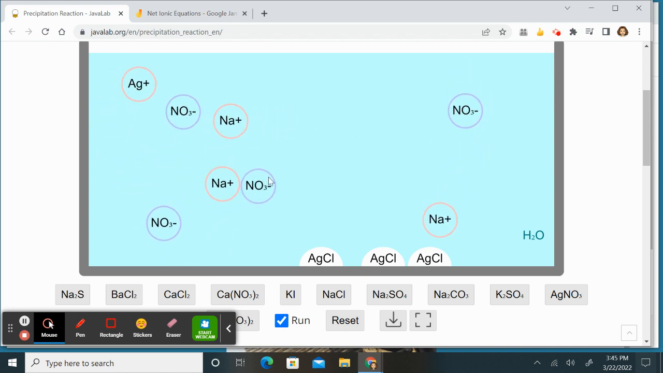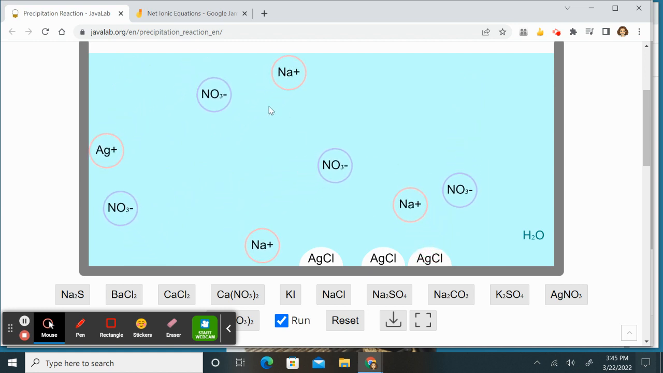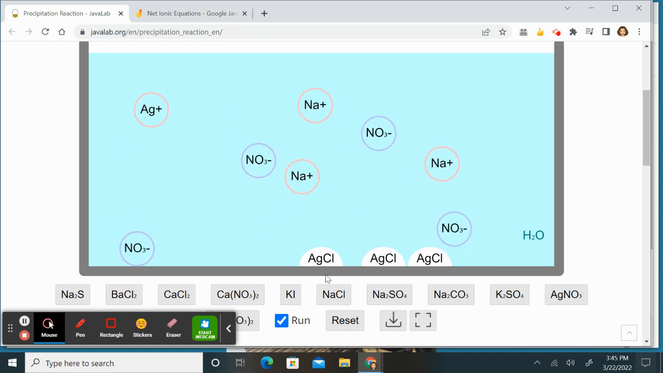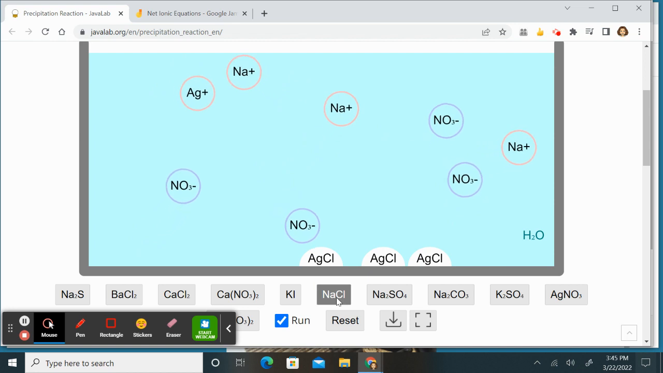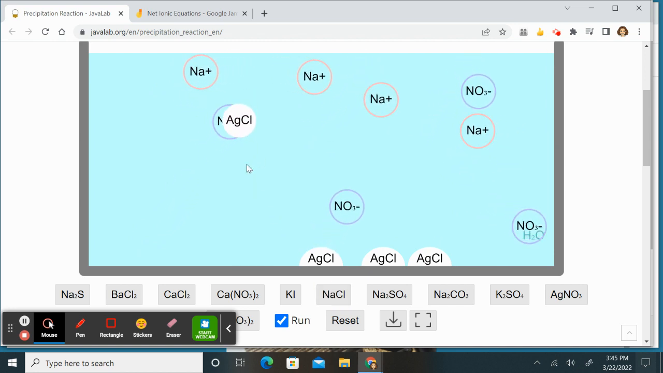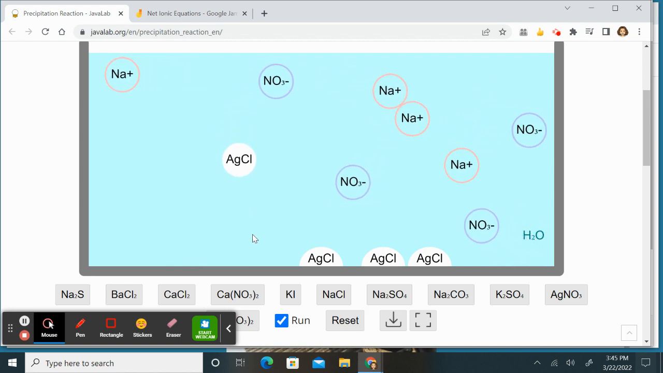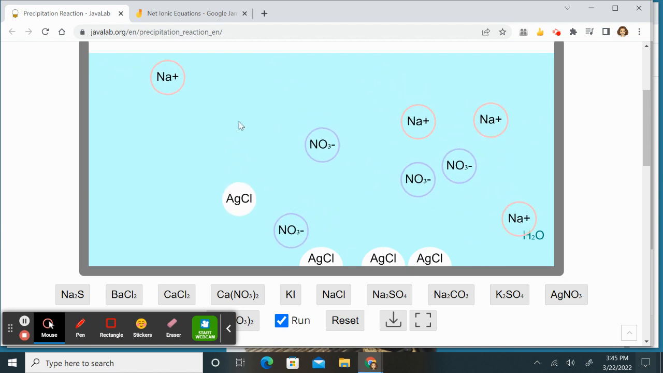And so these other ions here, we call spectator ions. So you see, you have sodium ions and nitrate ions. There's our spectator ions. Okay. And as those chloride ions fall down with that silver ion attached, we have our precipitate, silver chloride.